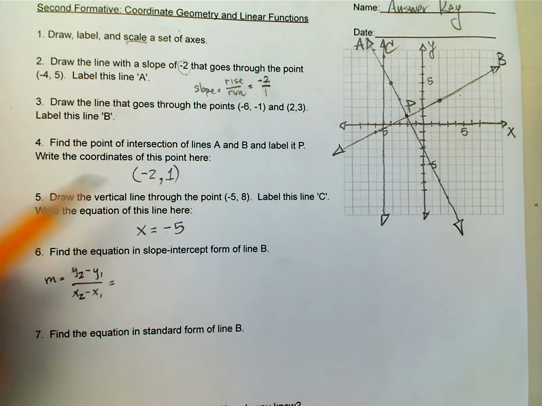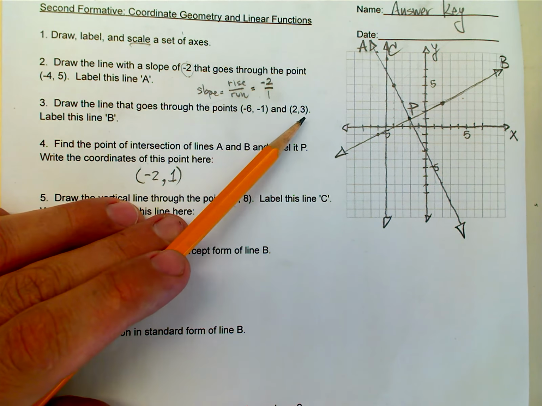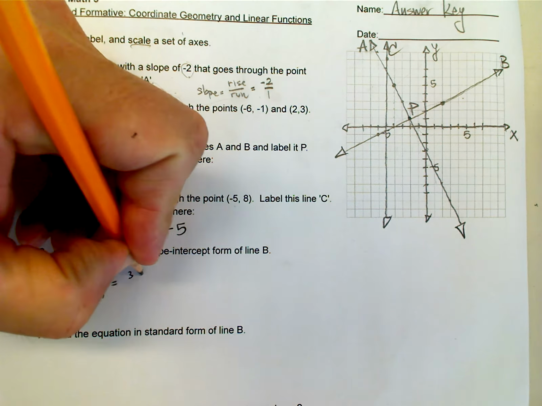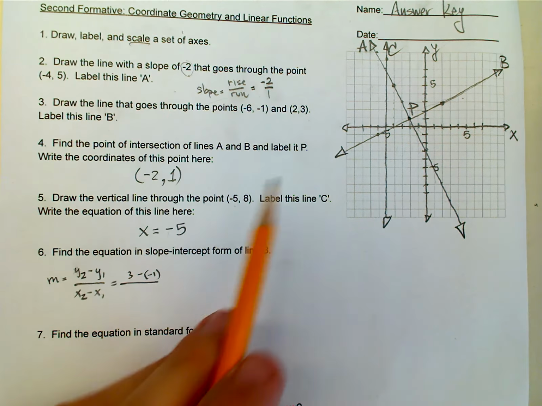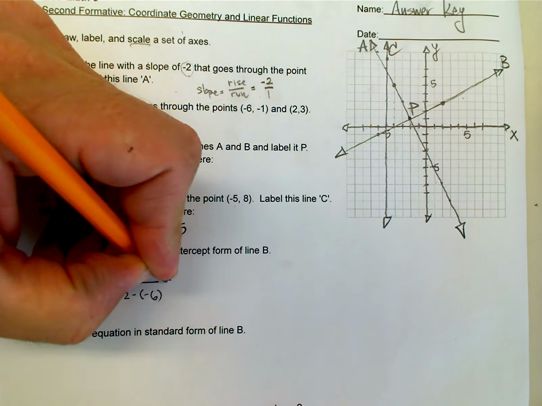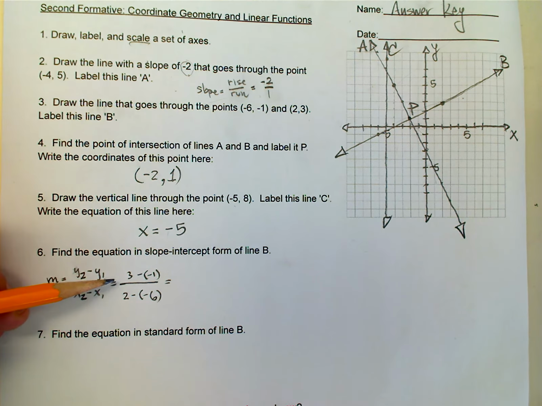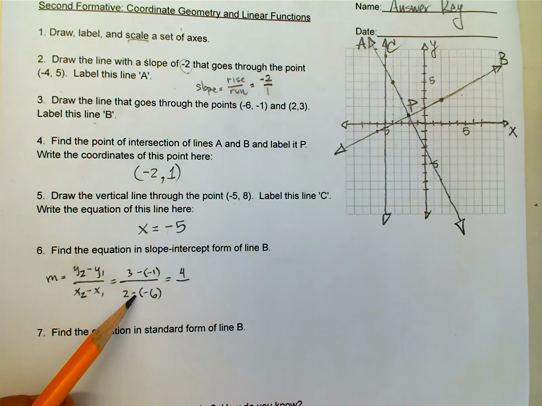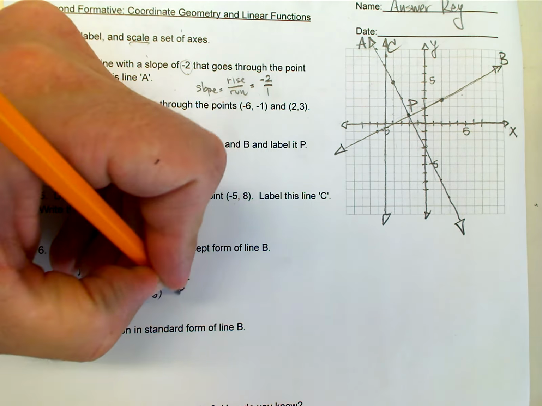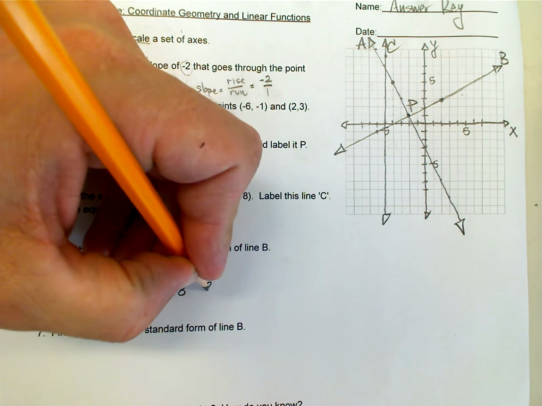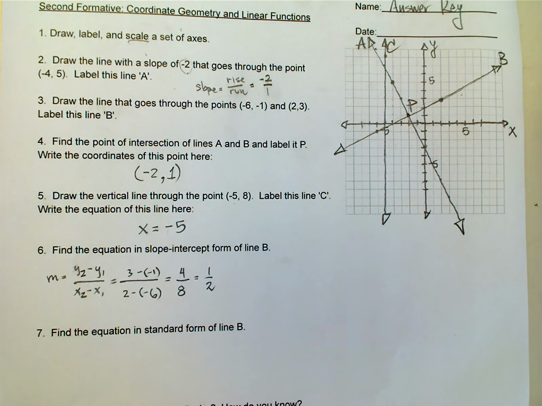And if I take the y values from these 2 points, 3 minus a negative 1 on the top, and the x values, 2 minus a negative 6, that should give me the slope. Let me keep working on this a little bit. 3 minus a negative 1, that's 4. 2 minus a negative 6, that's positive 8. This is 4 over 8, which is equal to 1/2 when I reduce it. And so that's the slope of my line.